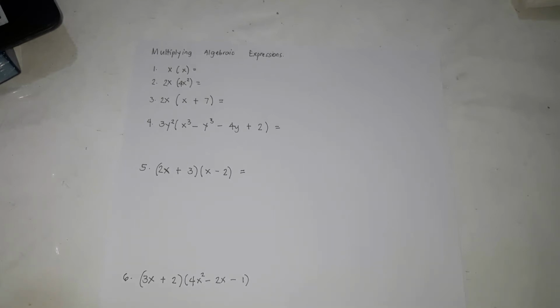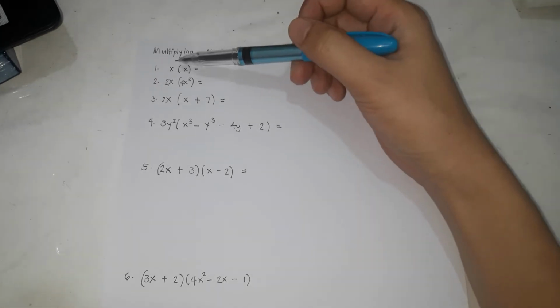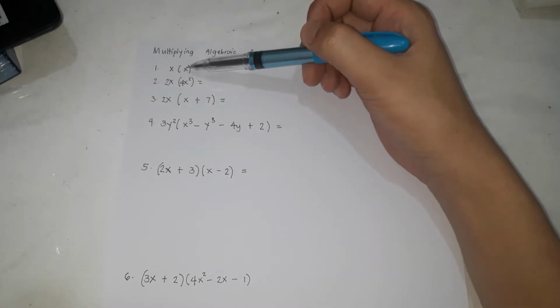Today we're going to learn how to multiply algebraic expressions. So first, as you could remember in the first law of exponent, when you're going to multiply two variables, for example x and x, what you're going to do is to add their exponent.